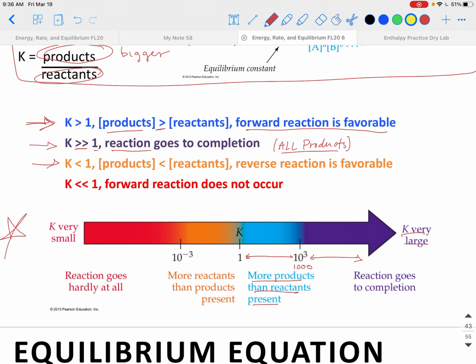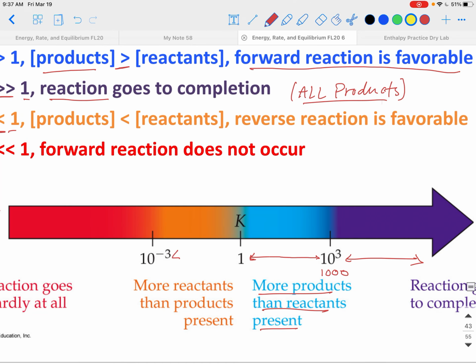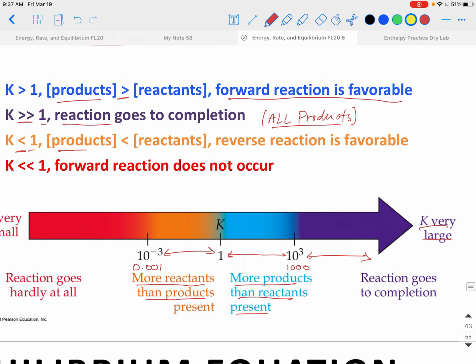Okay, orange statement. If K is less than 1, that corresponds to this portion of the arrow where your K is between 1 and, we're not talking a negative number here, we're just talking decimals now, 1 and 0.001, that is 10 to the minus 3. When that's the case, you have more reactants than products, right? So the concentration of products is now less than the concentration of the reactants. And so the reverse reaction is favorable.